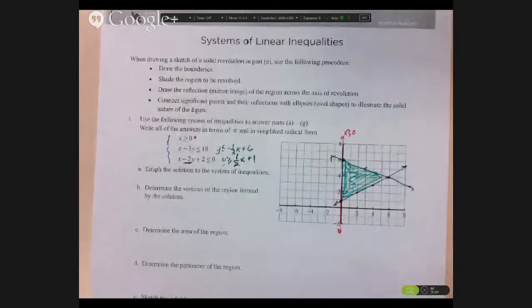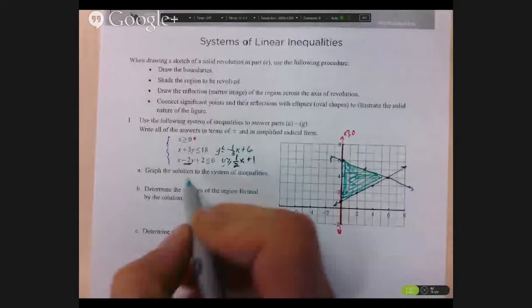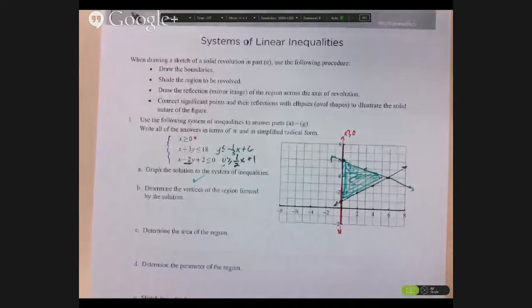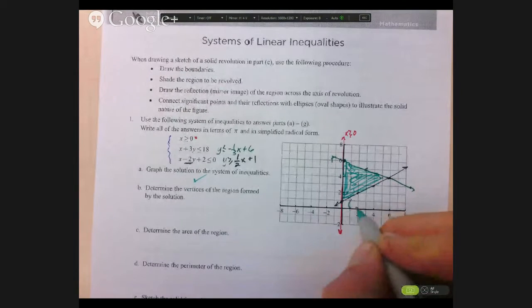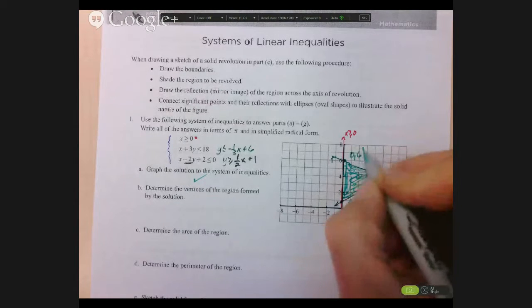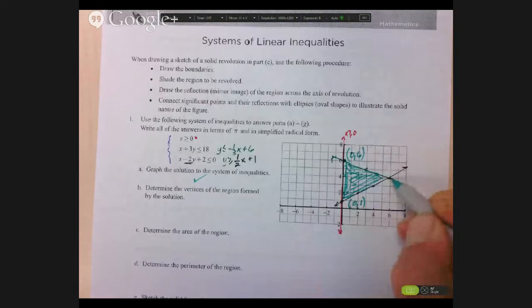Okay, so we've shaded the region, right? We've graphed the system, check. Okay, what are the vertices? Yeah. 0, 1, 0, 6. How do we know what that one is?